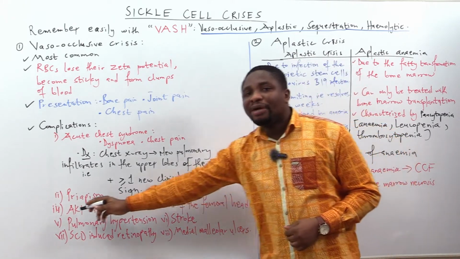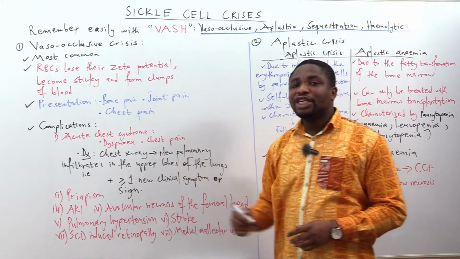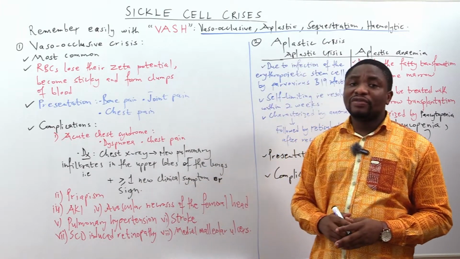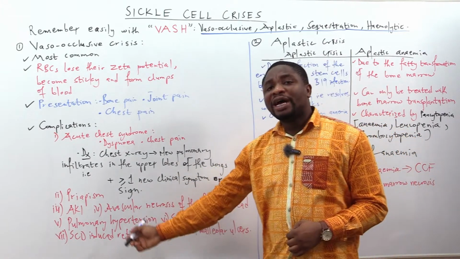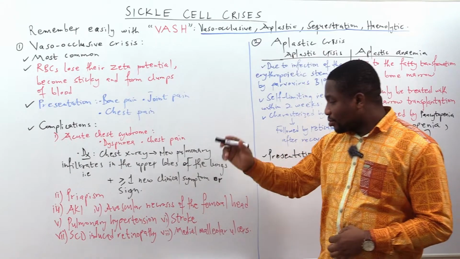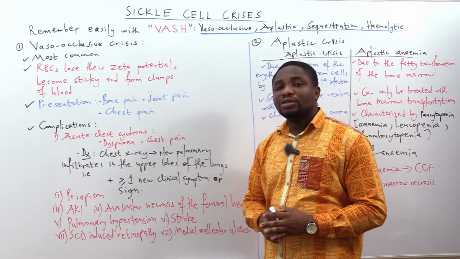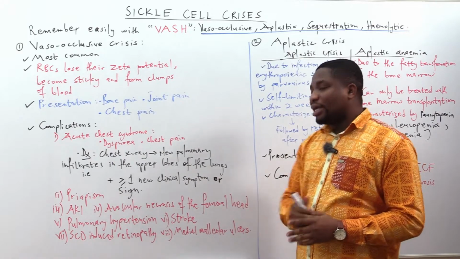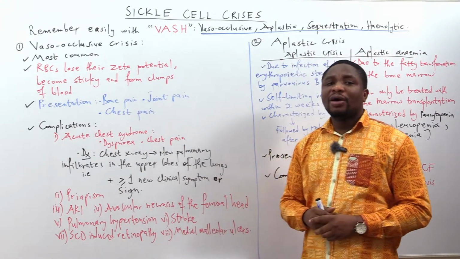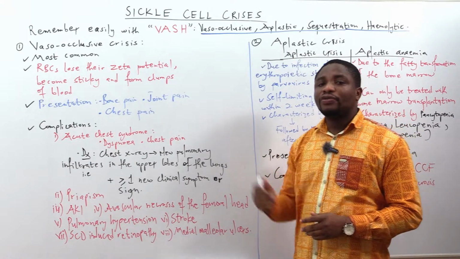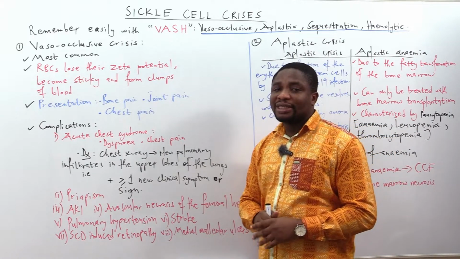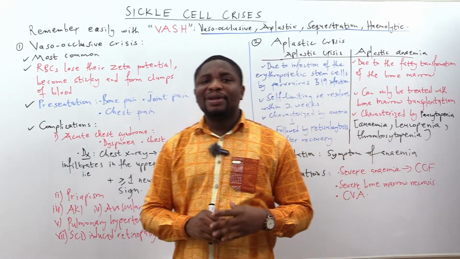Other complications: priapism, acute kidney injury, avascular necrosis of the femoral head, pulmonary hypertension, stroke, sickle cell induced retinopathy, and finally medial malleolar ulcers. That would do for the vasoocclusive crisis. Let's move ahead and look at the aplastic crisis.